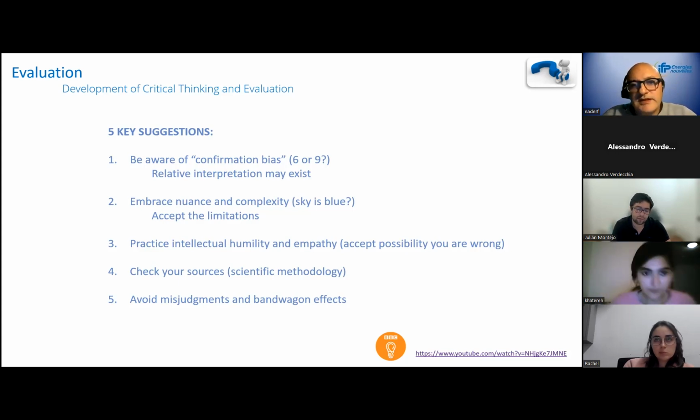Check your sources always. This is the scientific methodology. The sources can be very good today, but maybe in the future they will find out that they are not as good as we thought. And avoid the misjudgment and bandwagon effects. Avoid saying, okay, if everybody is saying this is like that, then let's follow this trend. Even within your own research group, even with your professor, if you are thinking critically, you can ask why not in a different way. And at the same time, do not oppose just because of the person. Do not say, I don't want to follow this idea because it is championed by that person. So these are important suggestions that will help to evaluate the steps to take.